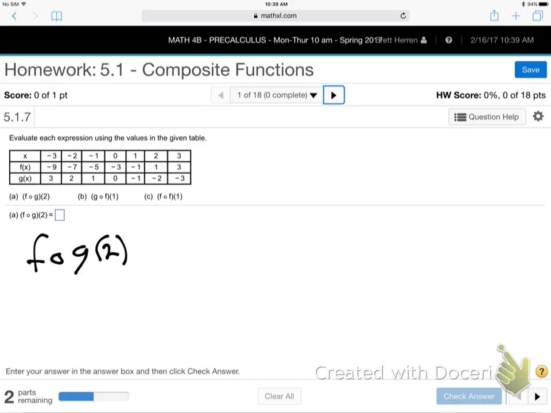So what does that mean they want me to do? They want me to take the 2 and put it into g, like putting the bread into the toaster, and whatever pops out, put that into f, and tell me what comes finally out the door. It's like putting your toaster in your refrigerator. One machine inside of another.